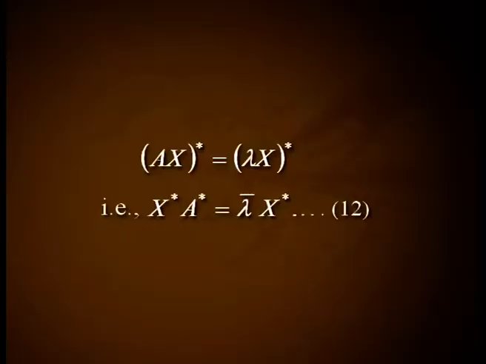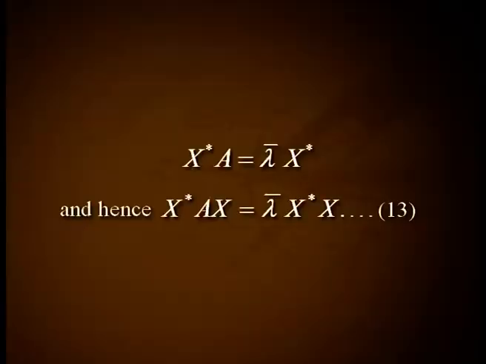Now, taking conjugate transpose of the matrix equation in equation 11, we obtain x star A star is equal to lambda bar into x star. Equation number 12. As A is Hermitian, A star equal to A, and hence equation 12 can be written as x star into A equal to lambda bar into x star, and hence x star into A into x equal to lambda bar into x star into x, equation 13.